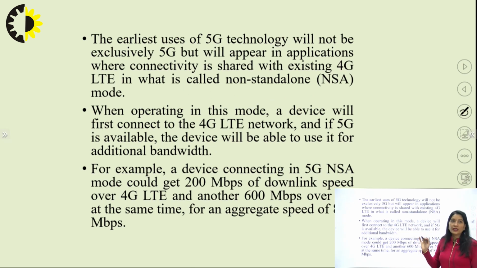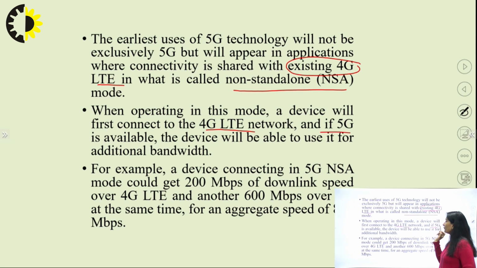Here you can see that the earliest use of 5G technology will not be exclusively for 5G, but will also appear in different applications, sharing the existing fourth generation LTE. That is why it is called NSA mode, non-standalone, because it is also using the existing 4G LTE technology. When operating in this mode, the device will first connect to the 4G LTE network, and if 5G signals and network are available, your device will automatically switch towards 5G and get the additional bandwidth.